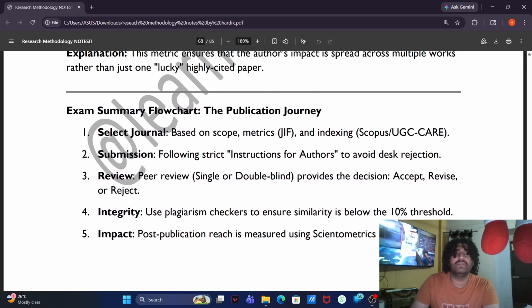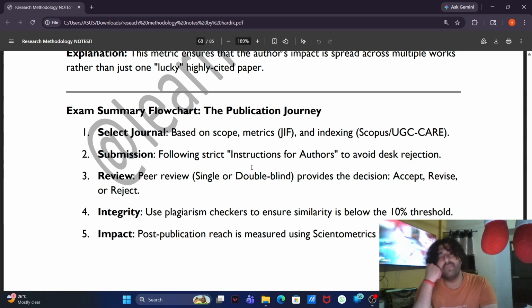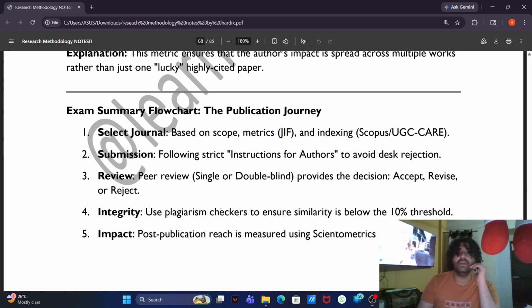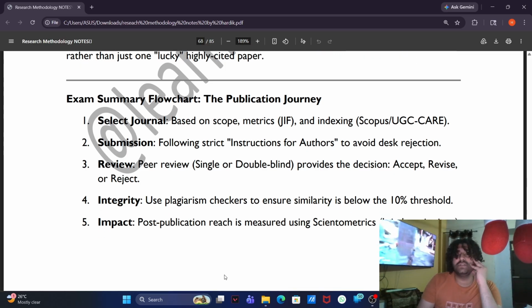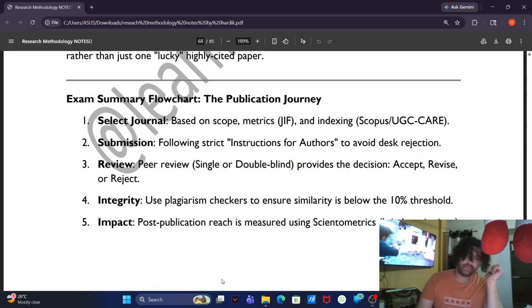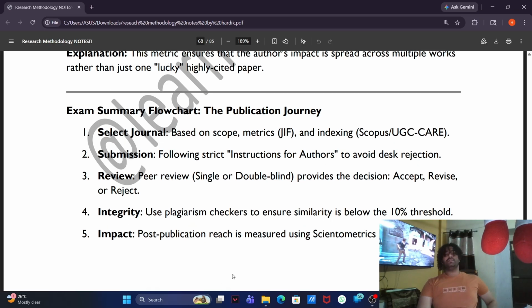We will go through this. Select journal based on the scope, metrics, or indexing, Scopus, UGC. Submission, follow instructions for authors. Review, peer review, single or double blind, provides the decision: accept, revise, reject. Integrity, use plagiarism checks to ensure similarity is below 10% threshold. Impact, post publication is measured using scientometrics.